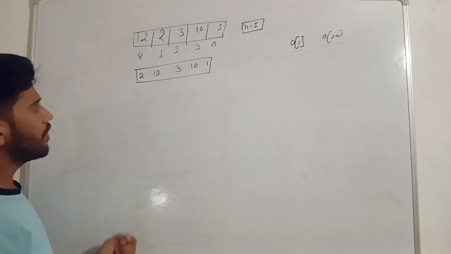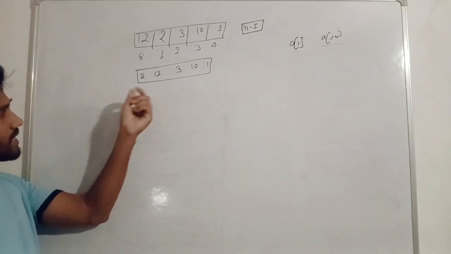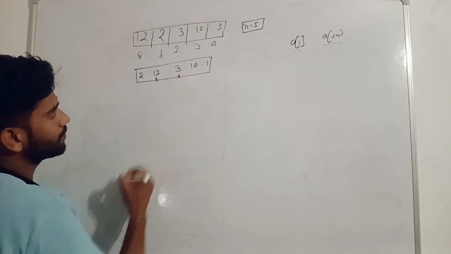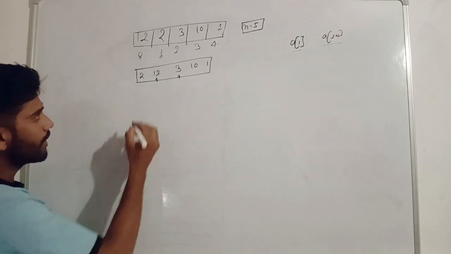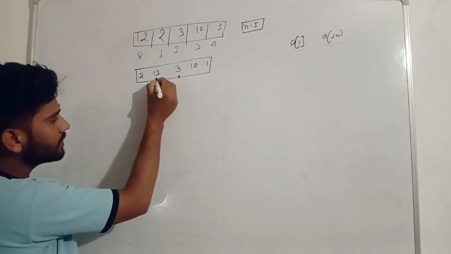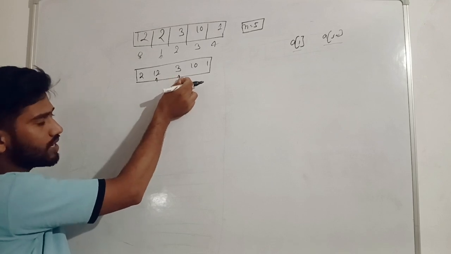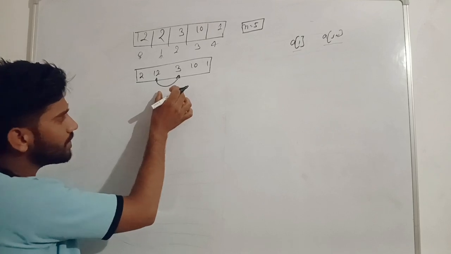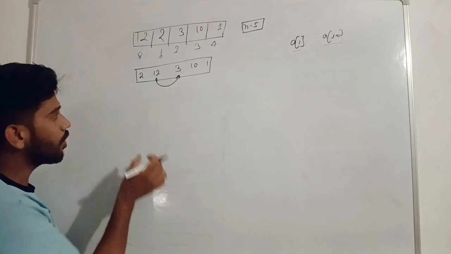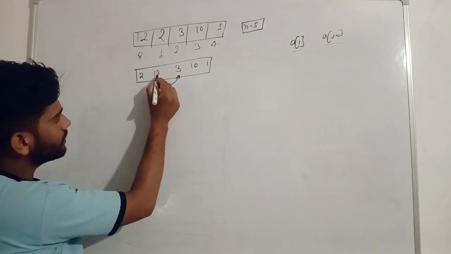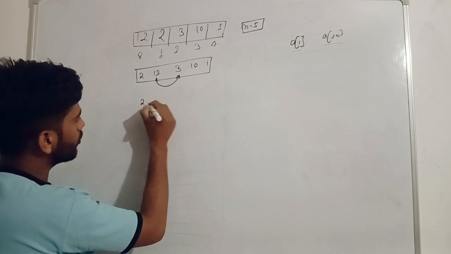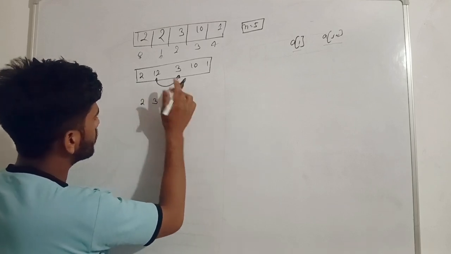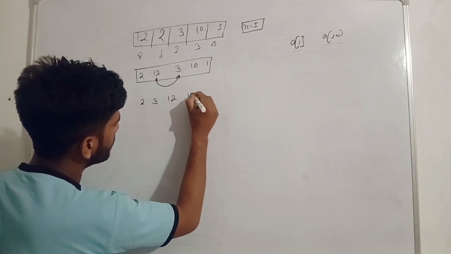Now, on the second iteration, it will check 12 and 3. Here 12 is greater and 3 is lesser, so these are not in the right order, they are in the wrong positions, and 12 will be swapped. Then it will be 2, 3, 12, 10 and 1.